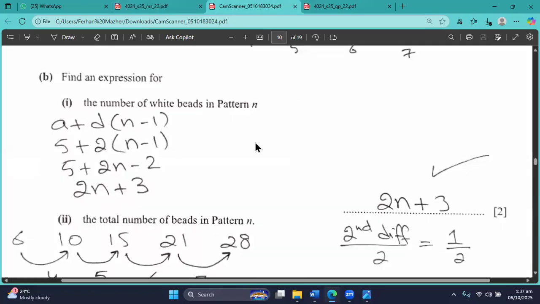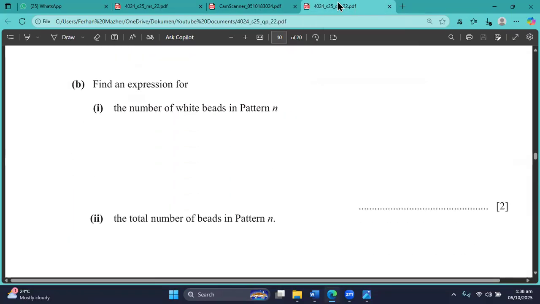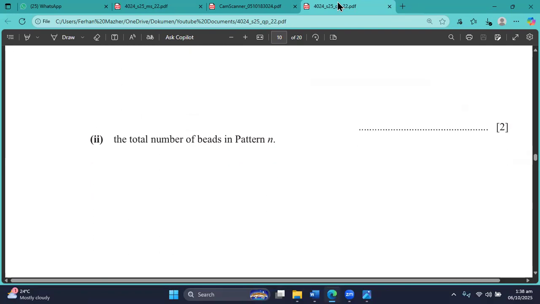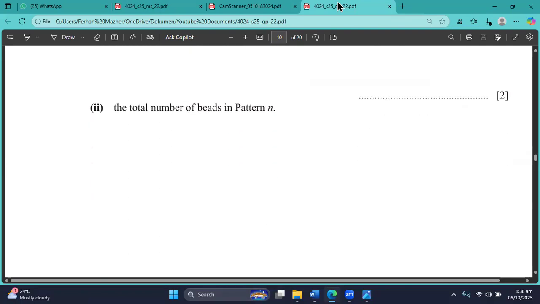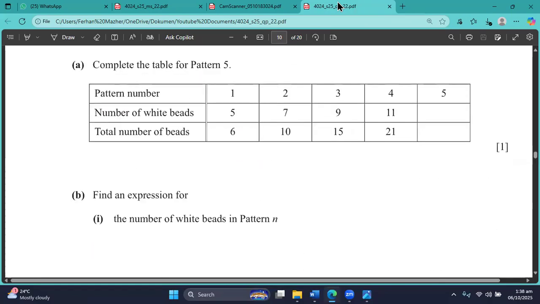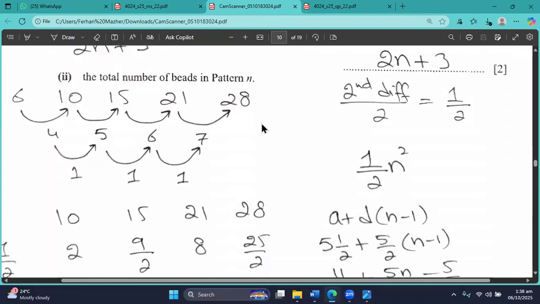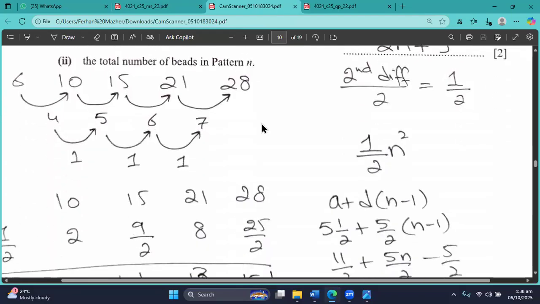I hope you understand how we found the nth term of this arithmetic sequence. Why do I call it arithmetic? Because you get the next term by adding or subtracting something. The second part is the total number of beads in the pattern N. We have to find out the total number of the beads, which is here 6, 10, 15, 21, and then 28. Let me tell you, this is a little tricky thing. So here we go.